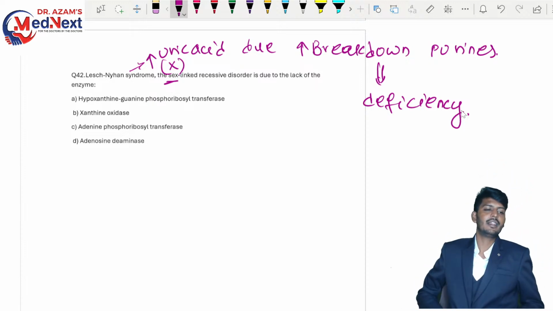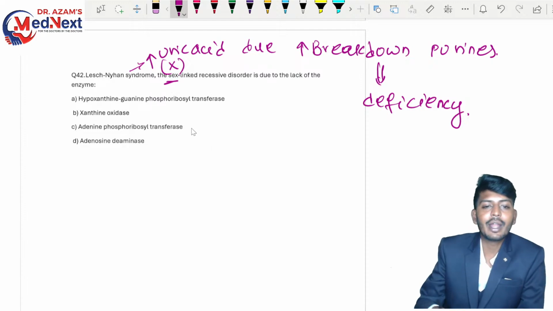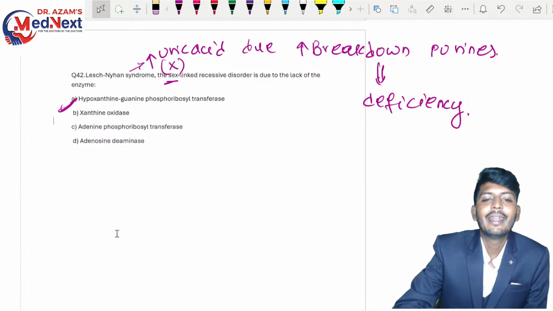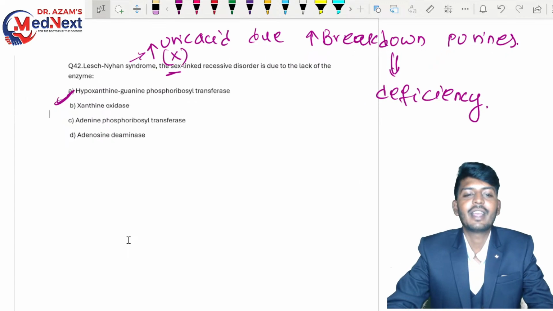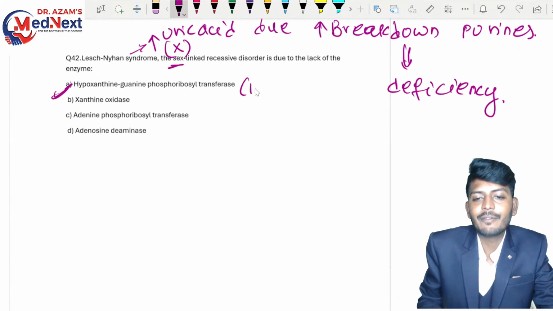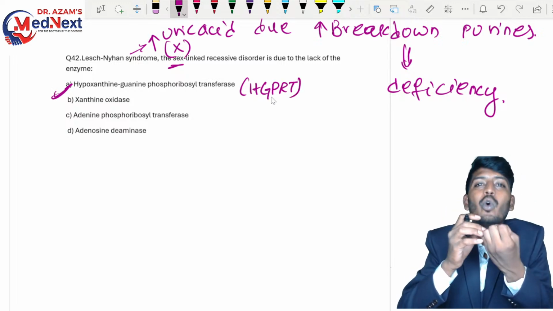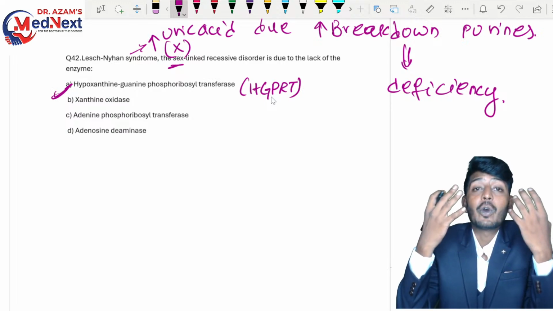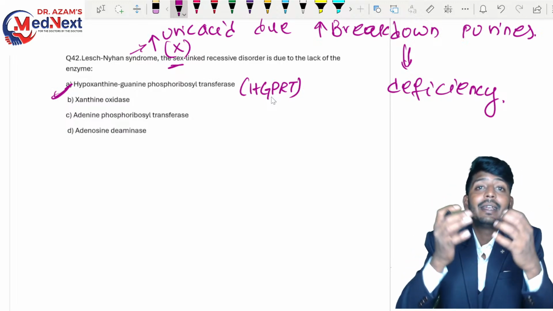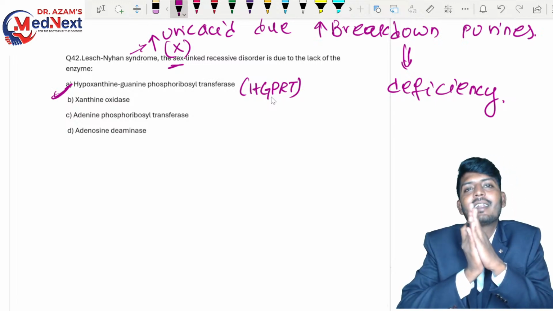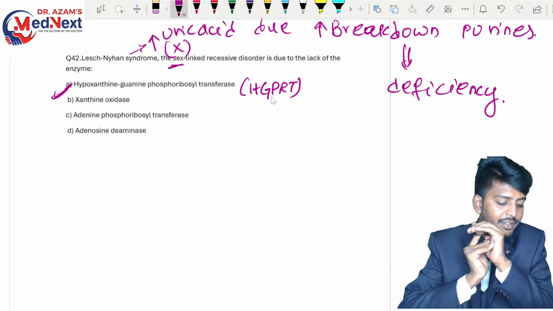Okay, tell me the answer. Lesch-Nyhan syndrome is due to deficiency of which enzyme? It is due to deficiency of hypoxanthine guanine phosphoribosyltransferase, the HGPRT enzyme. So this is a disease in which children bite their own nails, bite their own lips, and have psychomotor agitation, mental disability, learning difficulty, hyperreflexia. All of these are present as a result of hyperuricemia.